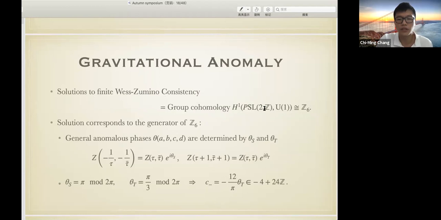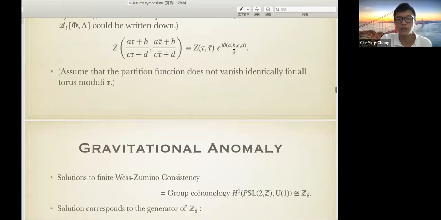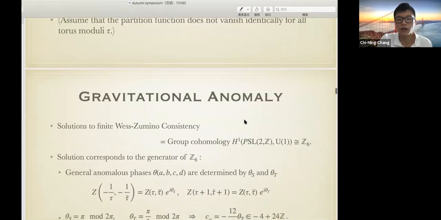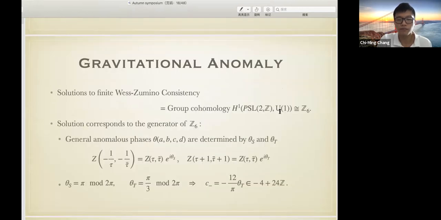So we have PSL(2,Z), not SL(2,Z). That's because the Z2 subgroup of SL(2,Z) just acts trivially on the torus modulus tau, so we basically mod out that Z2 subgroup and get PSL(2,Z). And the coefficient in this group cohomology is U(1), because our phase is just a constant valued in U(1). The finite Wess-Zumino consistency condition is just equal to the closedness condition of this group cohomology.